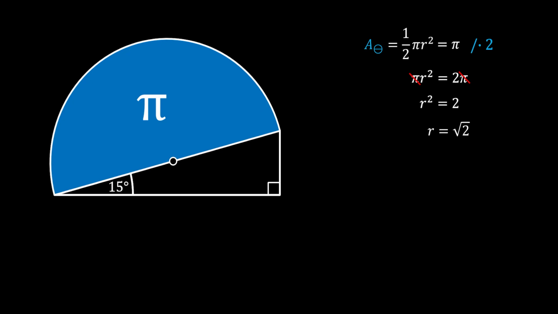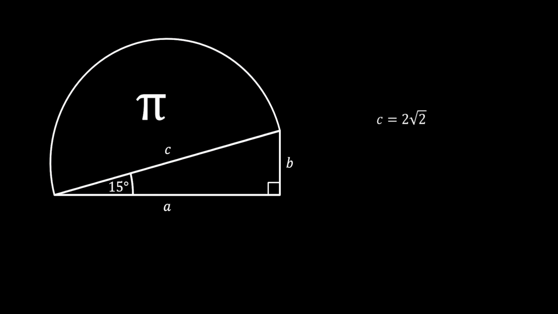Now, let's take a look at our triangle. We can label its legs as A and B and the hypotenuse as C. But remember, the hypotenuse represents the diameter of our semicircle, which has the radius of r. So the hypotenuse must be equal to 2r, or we can say that the hypotenuse is equal to 2 square root of 2. Now let's save this value for later, and let's take a look at the acute angle of 15 degrees. Now we're going to use some basic trigonometry.